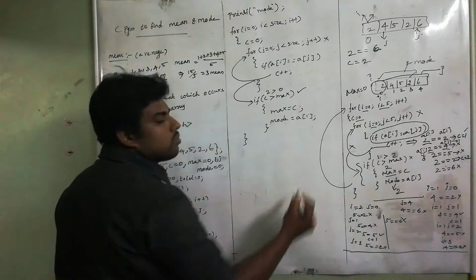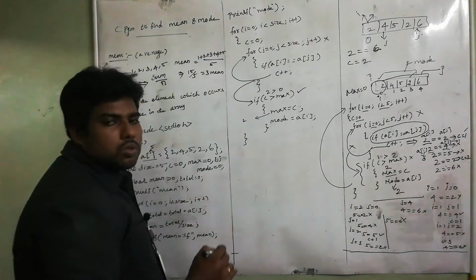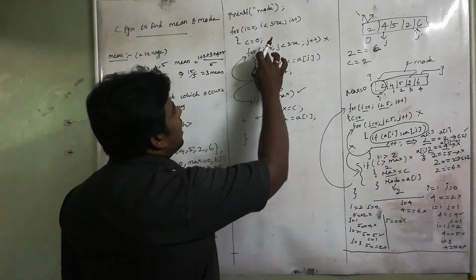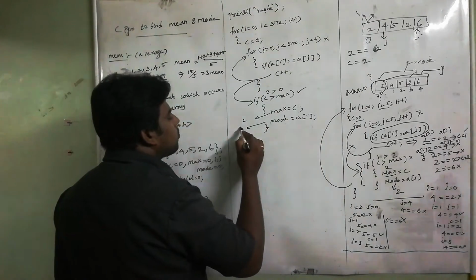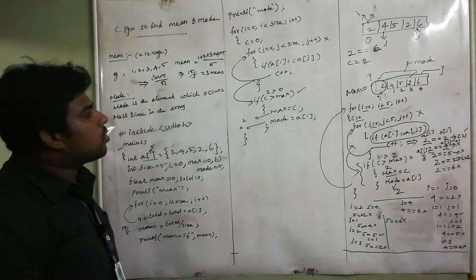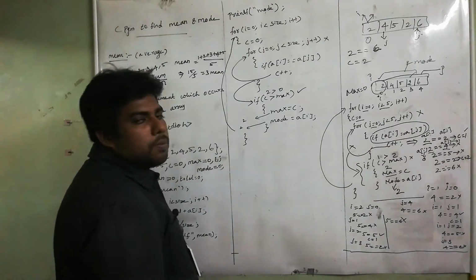Condition is true. So this 2 value is assigned to max. So now max is 2. Mode is A of I. What is I value till now? Till now I is 0. So now mode is 2. All of you understood? After completing this, we are out of the for loop.